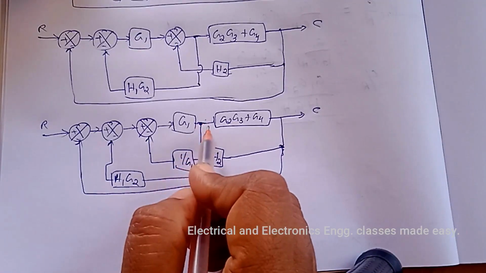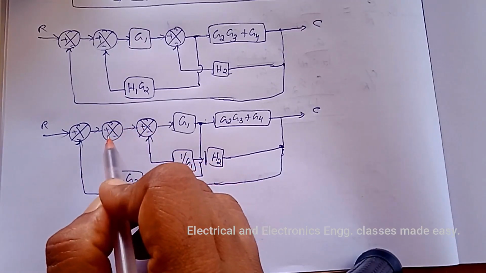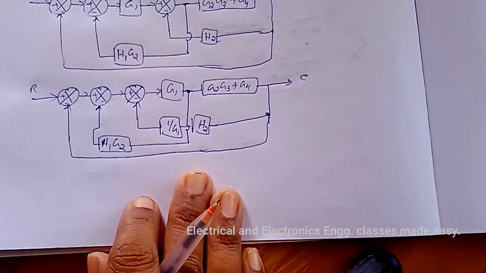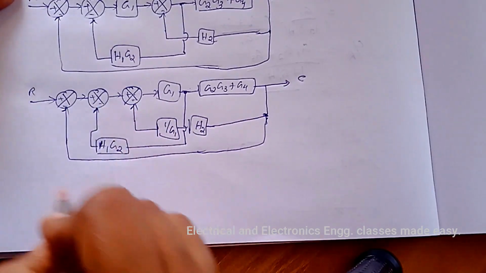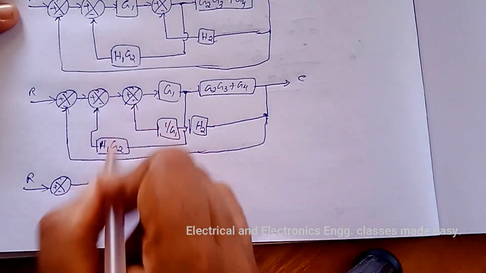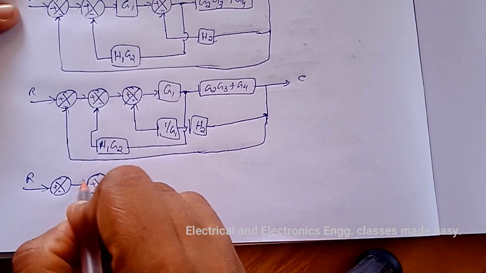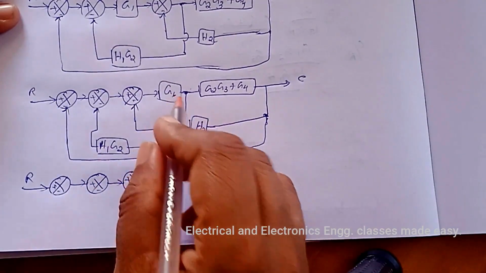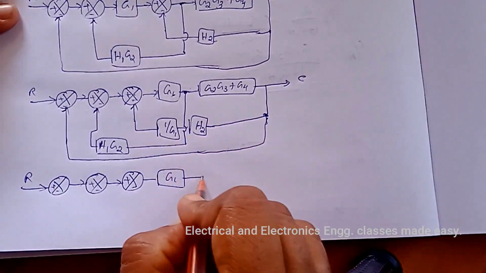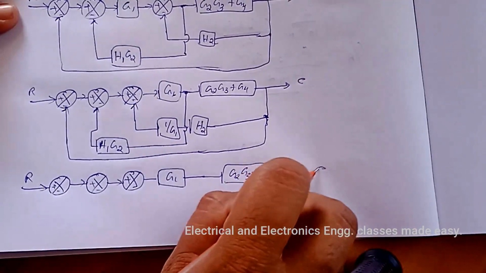So now we can change these two summing points, interchanging these two summing points. So just interchange these two summing points. R is there, plus minus, then this summing point, again this summing point, then G1 is there, G2, G3 plus G4 is there, then C.